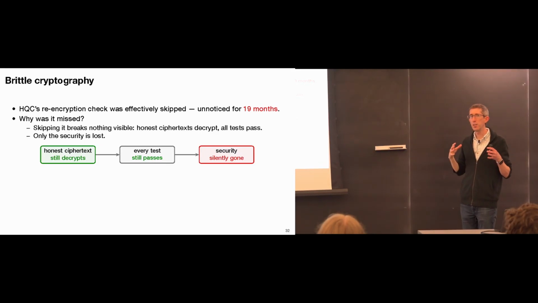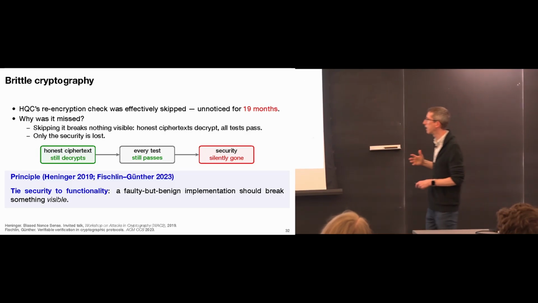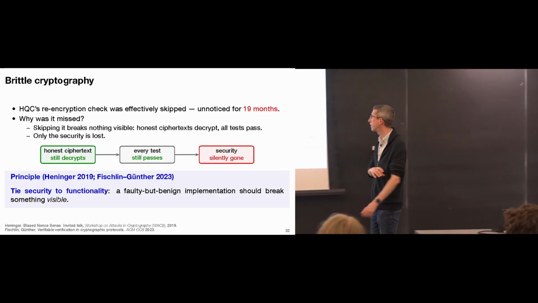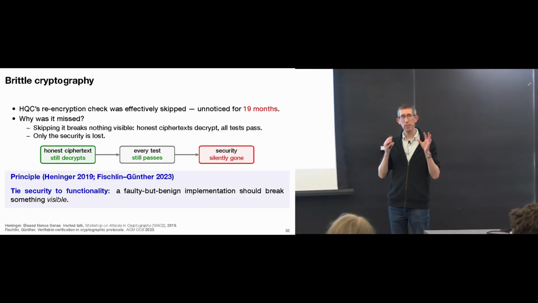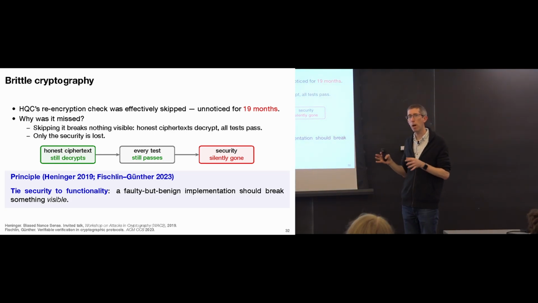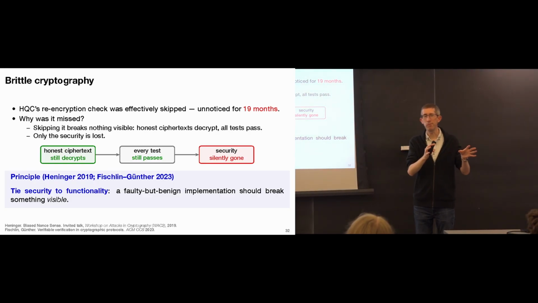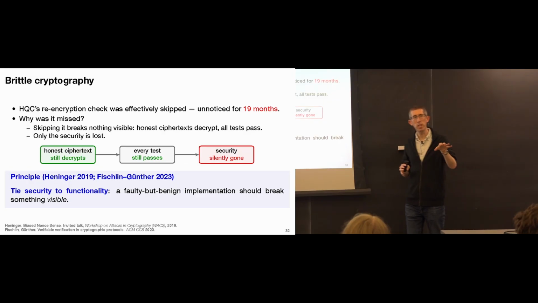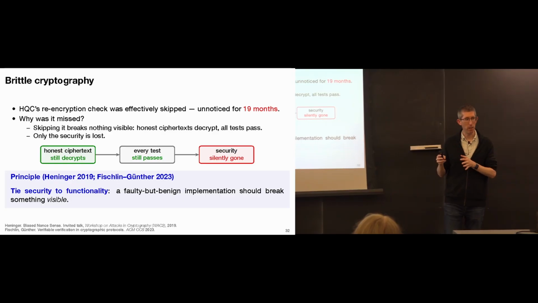Right. And so this is actually an example of a concern that was raised a few years before this occurred by Nadia Heninger, and then in a paper by Marc Fischlin and Felix Günther, where they talked about tying security to functionality. Okay? So if you have a security critical step, you want to make sure that the scheme won't work properly if that security critical step is skipped. So an implementation that's faulty, not faulty because an adversary messed around with it to try to trick you, but just because you were incompetent. If you have that kind of faulty implementation, that should hopefully break something in a visible way so that you know you have to fix something.